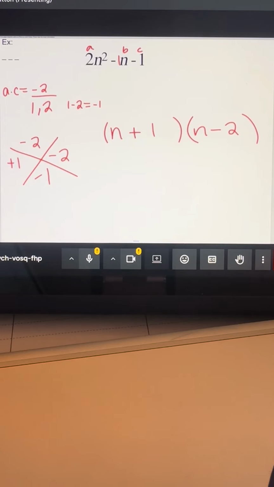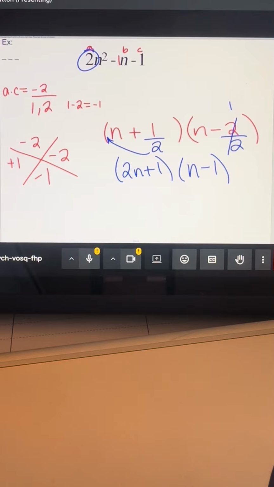We can't stop there though because we have the 2 in front for bottoms up. So I'm going to divide by 2 on both. I cannot take 1 divided by 2. That's going to give me 0.5. So bottoms up. We get 2n plus 1. Move the 2 in front. Can I take 2 divided by 2? Yeah, 1. So that would be n minus 1. Good?